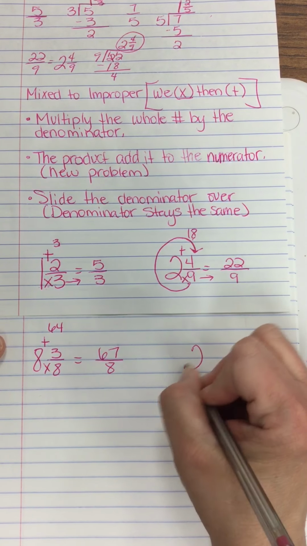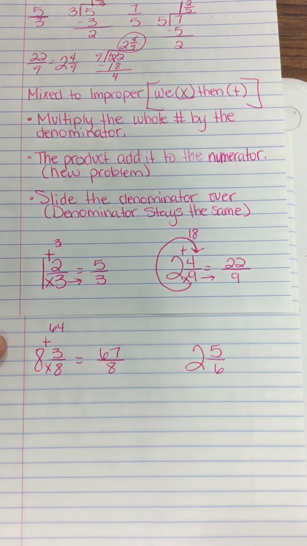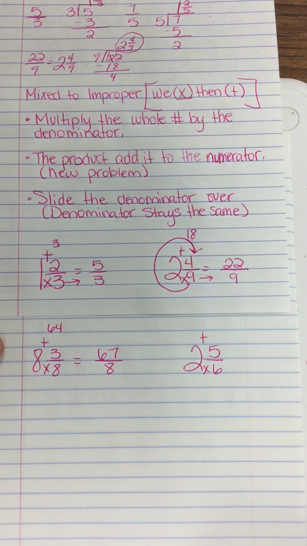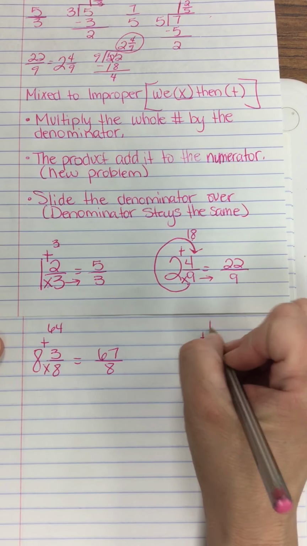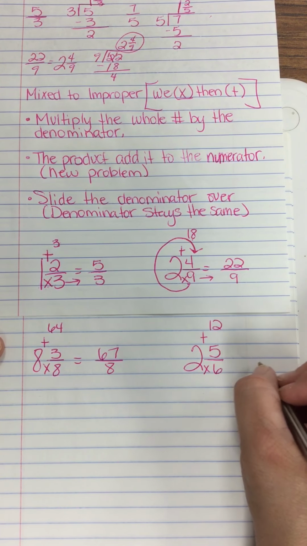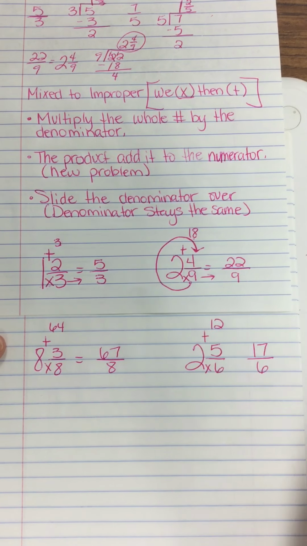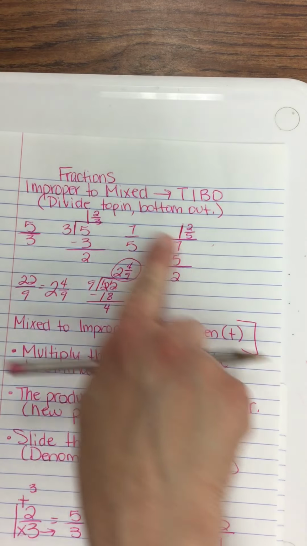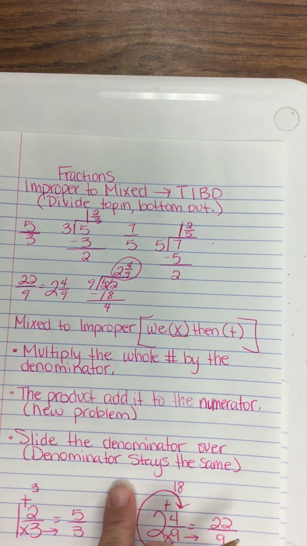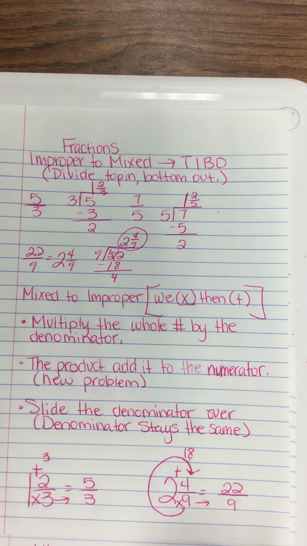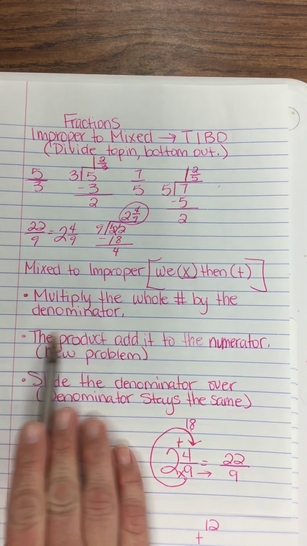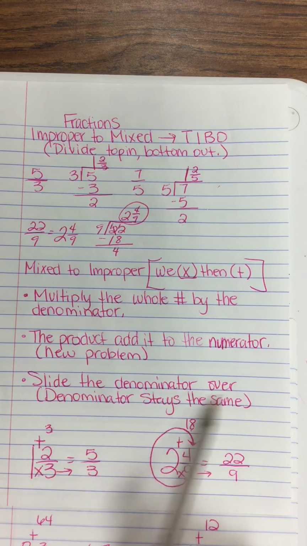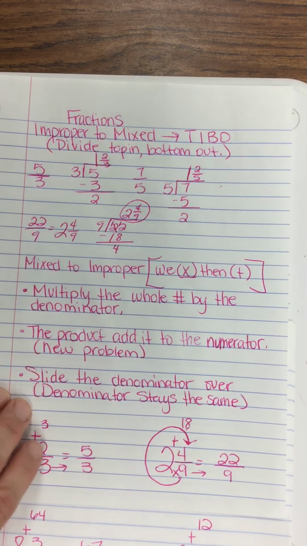Okay, what about 2 5/6? Multiply 6 times 2, and then add. 6 times 2 equals 12. 12 plus 5 is 17. The denominator stays 6. Okay? All right. So you should have gotten Tybo from yesterday. Today we're adding mixed to improper. Okay? Where you multiply the whole number by the denominator. The product is added to the numerator. And then you slide the denominator over. It stays the same. Okay?